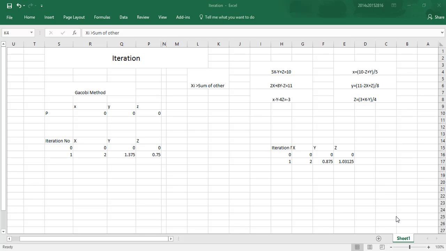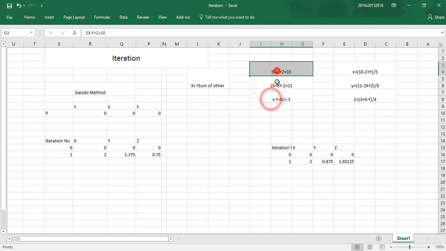Bismillahirrahmanirrahim. Today we will talk about how to solve equations using iteration methods. First of all, we have here an example about iterative method.